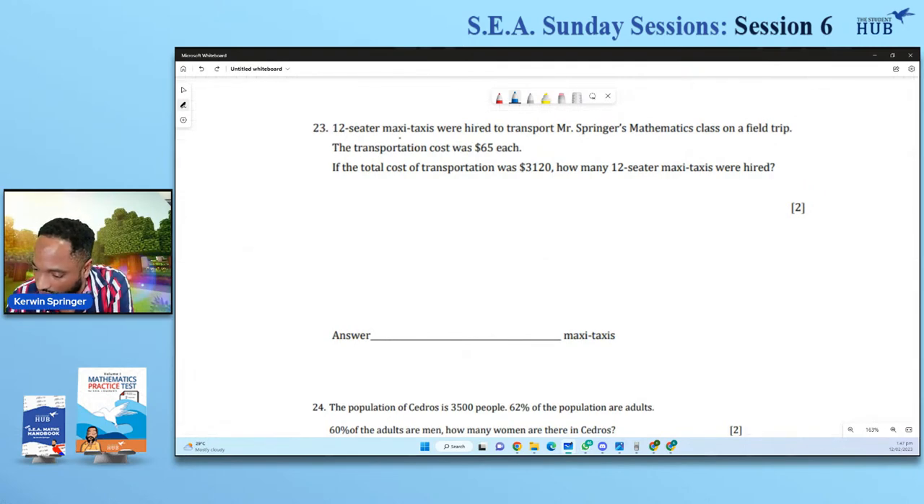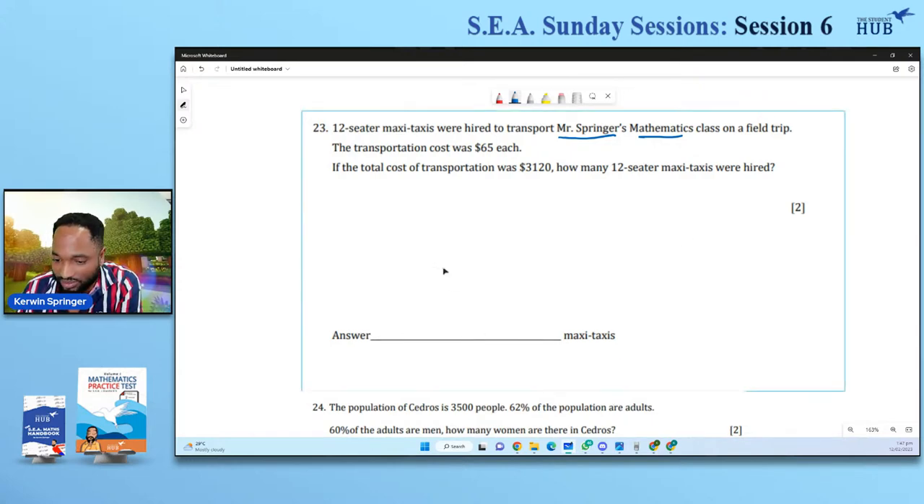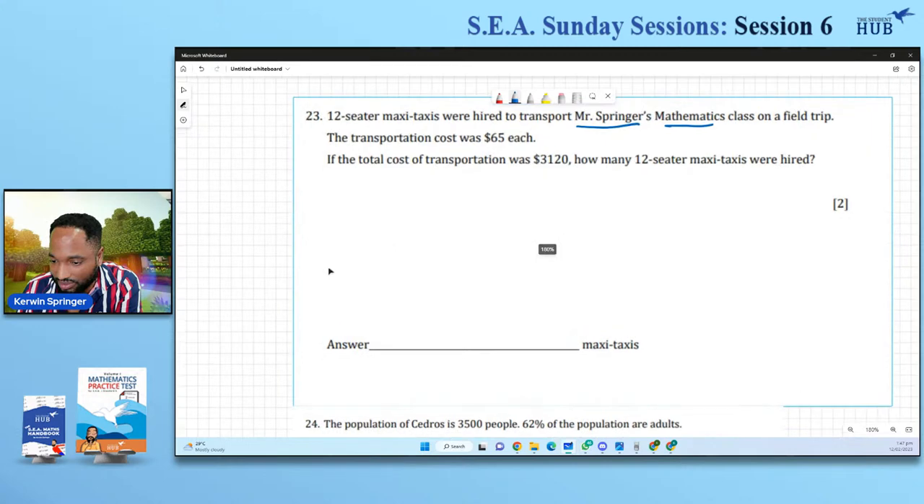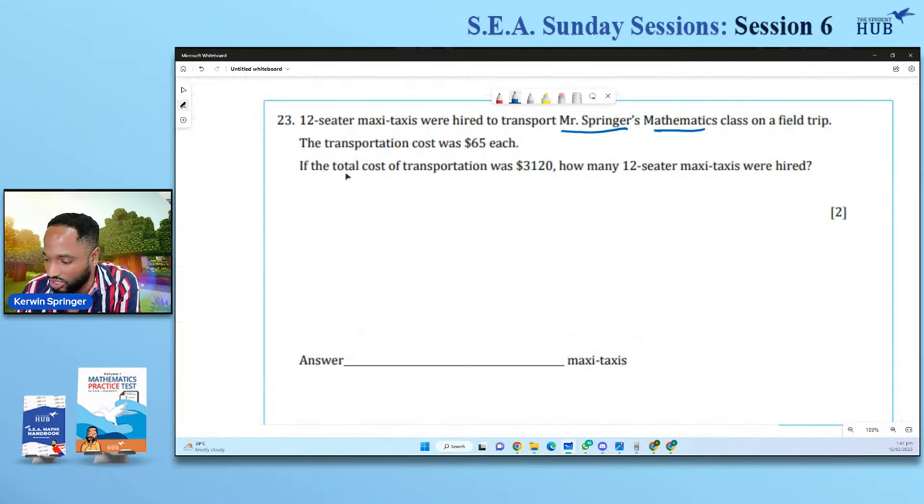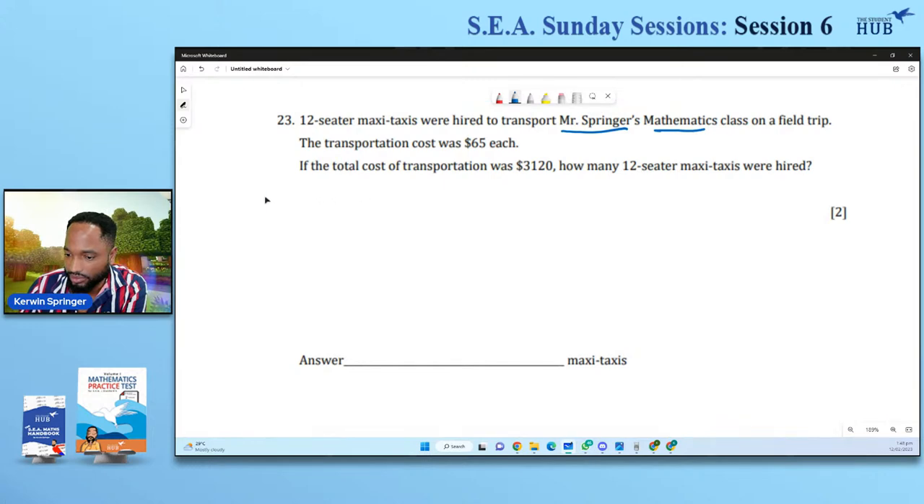12-seater maxi taxis were hired to transport Mr. Springer's mathematics class on a field trip. The transportation cost was $65 each. If the total cost of the transportation was $3,120, how many 12-seater maxis were hired? I see Najani saying it's 4.